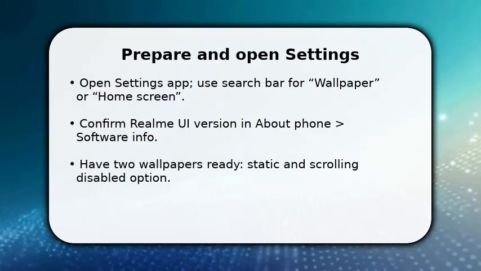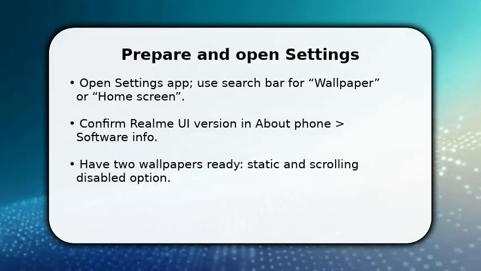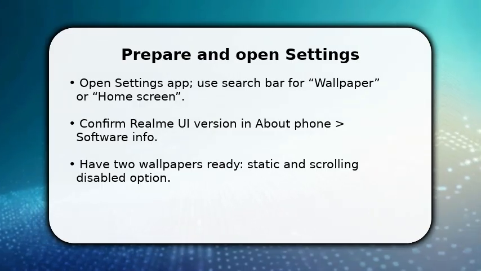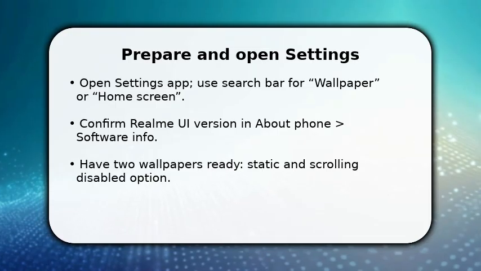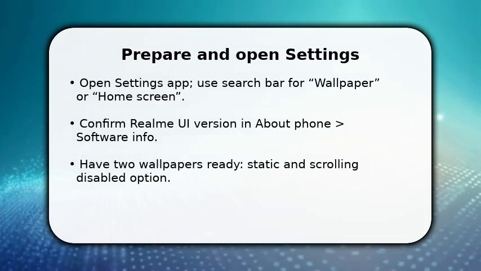You start by opening Settings and immediately searching for Wallpaper to avoid menu digging. You need to know your Realme UI version so the correct path matches. Check About phone if unsure. Once done, prepare the static image you want to use. This prevents automatic cropping or animation.